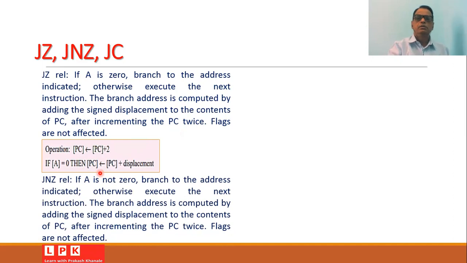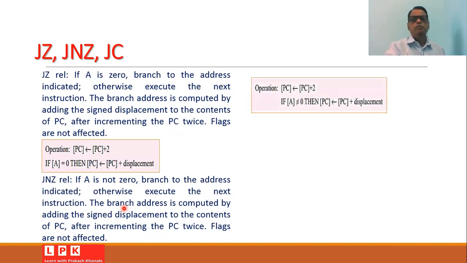Another instruction, these are all conditional instructions because here we are checking for the condition. Jump if not 0, relative address. So if the content of A is not 0, then we can branch to the address indicated. Otherwise, we will execute the next instruction. And again, here also the branch address is computed by using the signed displacement, and it has to be added into the content of the PC.